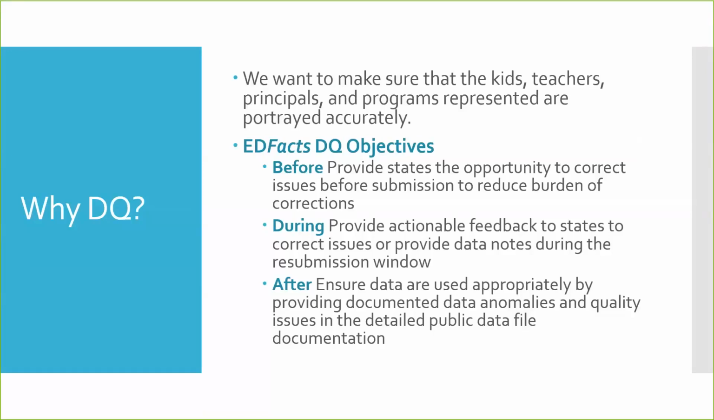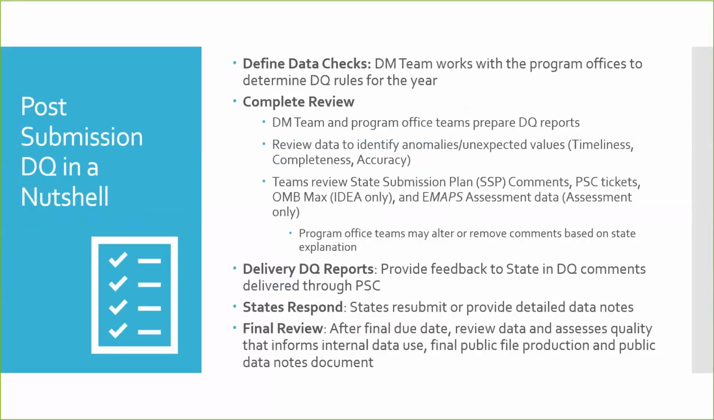So a quick in a nutshell look at what the post-submission data quality review process entails. Before the data comes in, we work with the program offices to define those post-submission data quality checks. So working with the data stewards to outline the checks, look at the thresholds that we've set, and finalize those. And then once the data comes in, the data management team and program office teams prepare the data quality reports, review the data to identify the anomalies and the unexpected values, looking at timeliness, completeness, and accuracy.